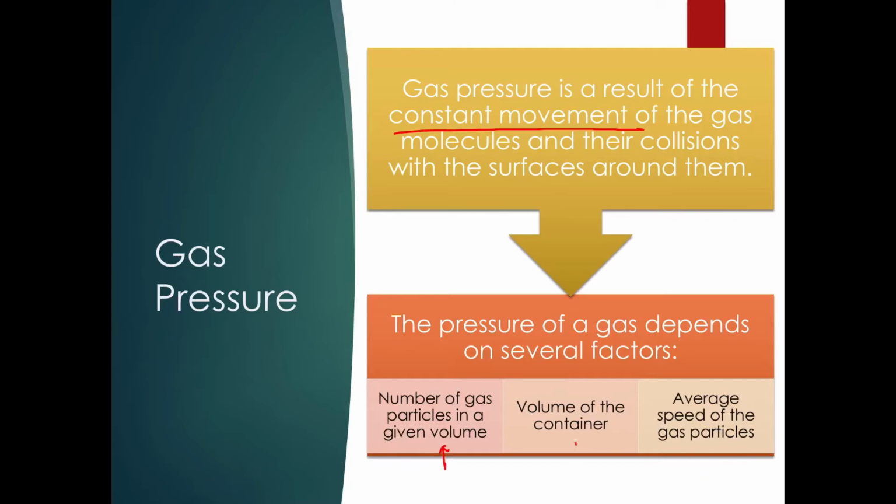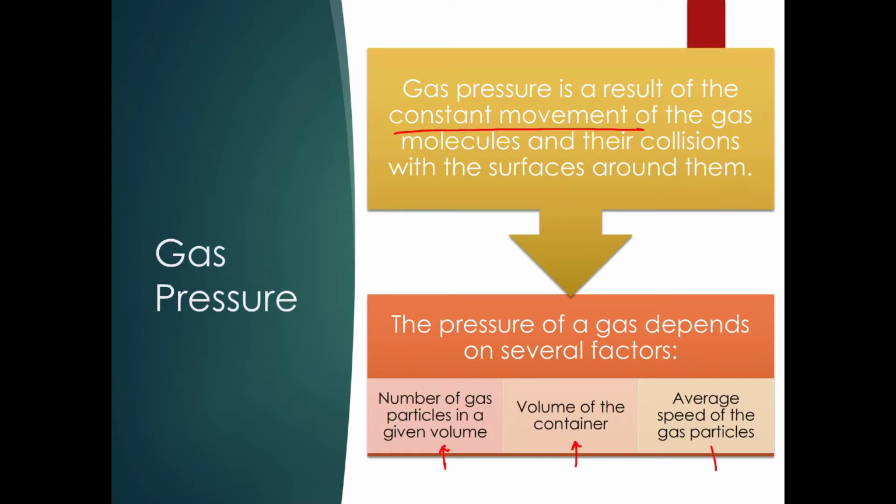The volume of the container also matters, right? If you put a ton of gas particles into a really small container, then they're going to hit the sides of the container very frequently. If you put just a couple of gas particles in a very large container, then you won't have very many collisions with the walls of the container, so we're going to have a lower pressure.